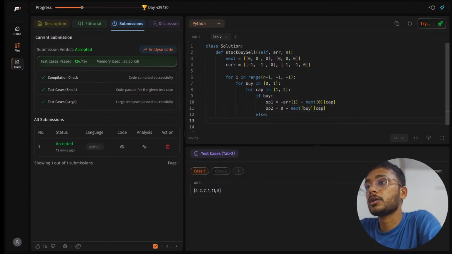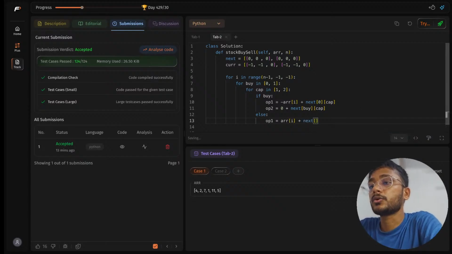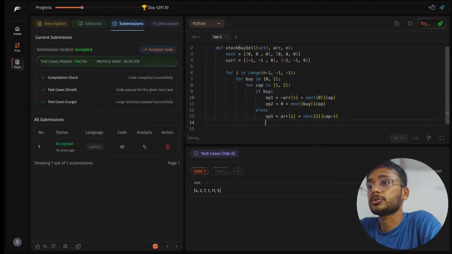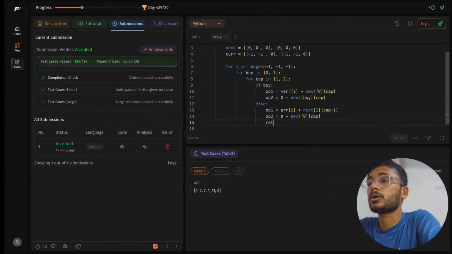Else that means sell, so option 1 is equal to array of I where you are selling something, and next you will say okay, I'm selling, then I can buy only, and capacity will be minus 1 because you sold something. And option 2, you are not selling, so you will get profit 0. And next, you are not selling something, so you still have selling, capacity will remain capacity.